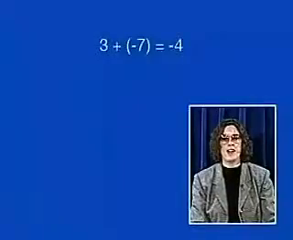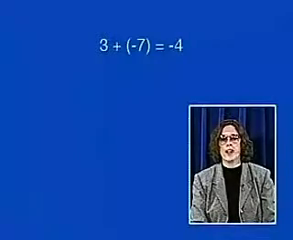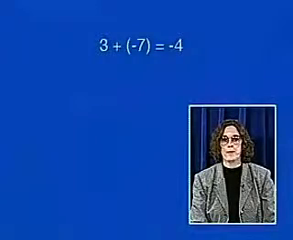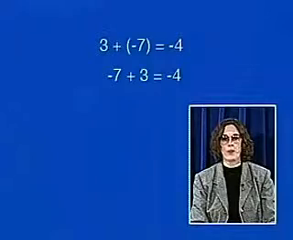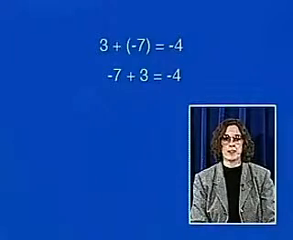Several properties of real numbers will make working with them a lot easier. Let's begin with the idea of adding two numbers. If we add 3 plus a negative 7, we get negative 4. And if we switch the order and we get minus 7 plus 3, we also get a negative 4. So we can say that 3 plus a negative 7 is equal to negative 7 plus 3.